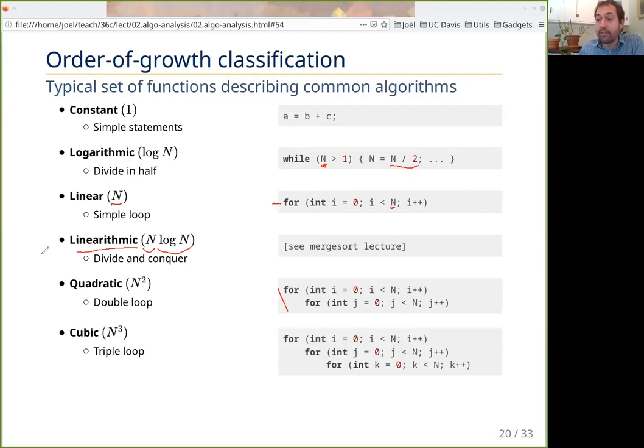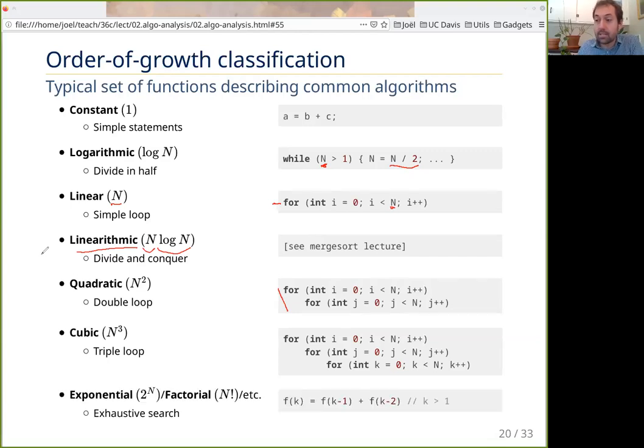And then we go on, we have cubic, so n to the power of 3. So essentially through 3 nested for loops. And last but not least, we have exponential or factorial algorithms. Those are pretty bad algorithms. It's essentially algorithms where you have a certain number of items and you try the combinations of all of them.